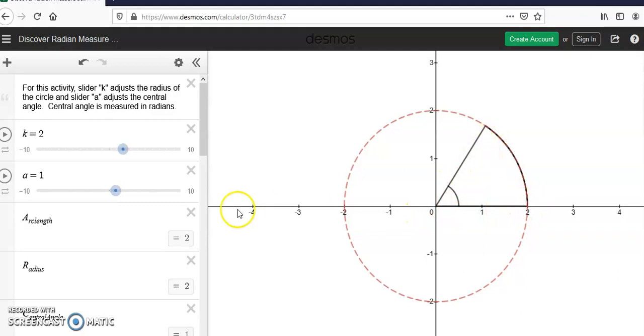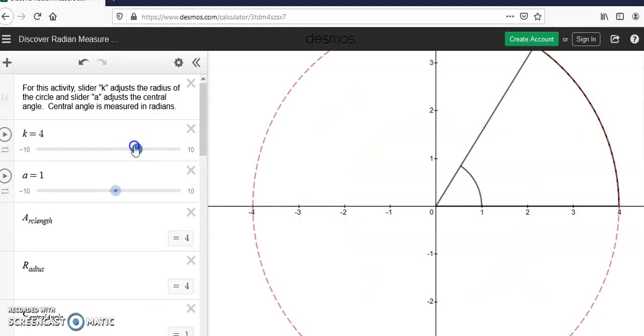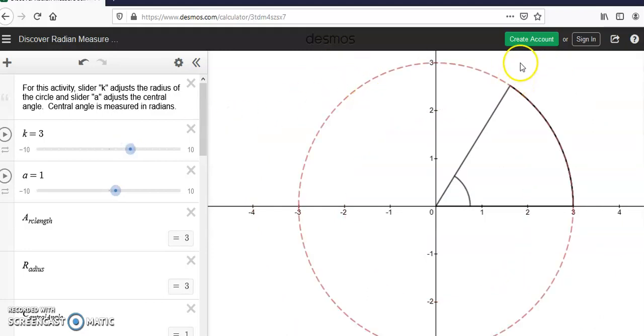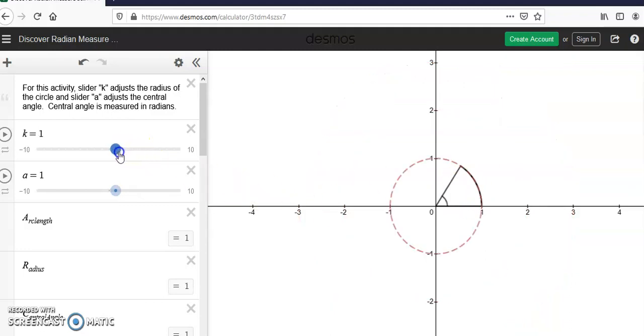But again, notice the angle is the same. So as I make the circle larger, notice that the angle isn't getting larger. The length of the terminal side, the length of the radius here, is getting larger, but what it's opening to, this measure right here, is still the same size. Okay, so you can see that.